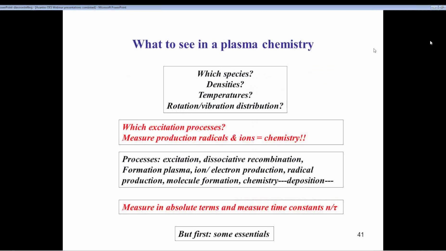What can we see in plasma chemistry? We would like to know which species, but I will tell you not all species you can see in the emission. You would like to see the densities. That requires absolute measurements, as we will see. Temperatures, rotation and vibration of molecules. But you can also ask the question, which excitation process is there? How can we measure the production of chemistry, which is the production of radicals and ions? Several processes can be analyzed and give any value if one uses absolute spectroscopy.